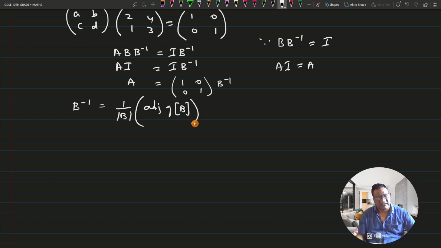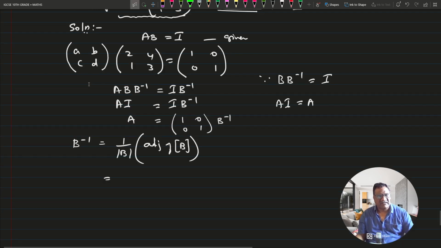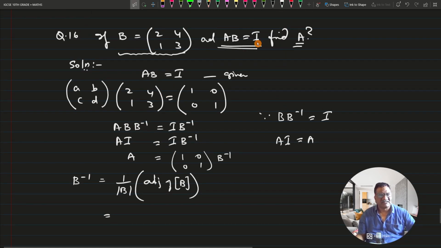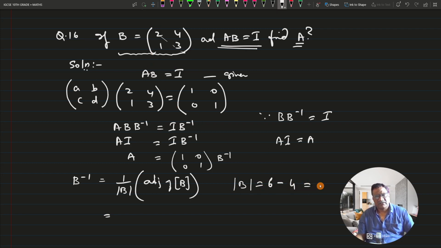This is the formula. Now what will be the determinant of B? I'll directly find out from here. Because B is given to me as 2, 4, 1, 3. So determinant of B will be equal to 3 2s are 6 minus 4 1s are 4. This happens to be 6 minus 4, which is 2. So I'll get 1 upon 2 over here.